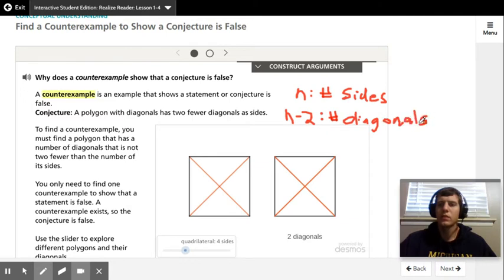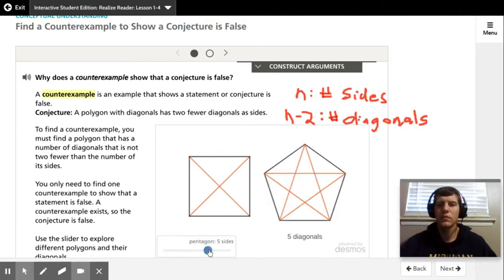If we want to show that this conjecture is false, we need a counterexample. Here they let us look at a pentagon, which has 5 sides. So n equals 5. According to our conjecture, we should only have 3 diagonals, but we don't. We have 5 diagonals here: 1, 2, 3, 4, 5. So a pentagon does not fit this rule. It has 5 sides and 5 diagonals.